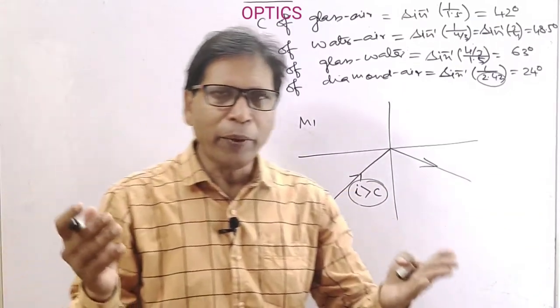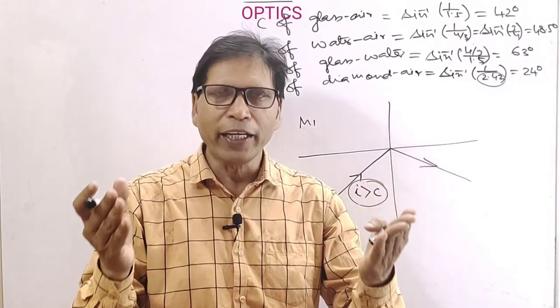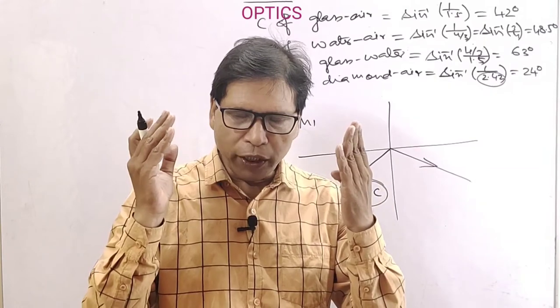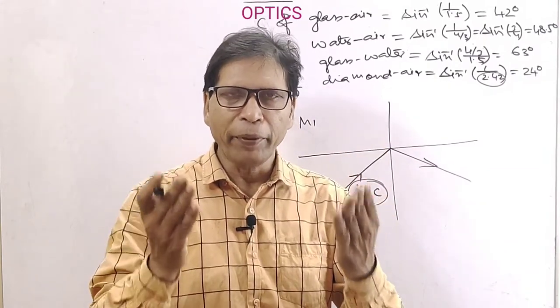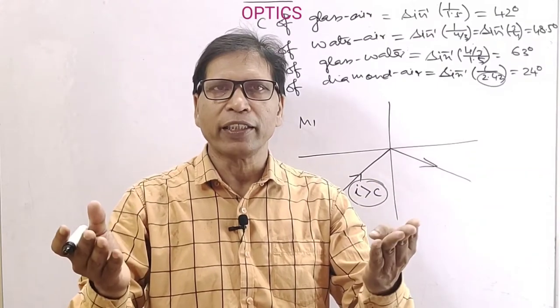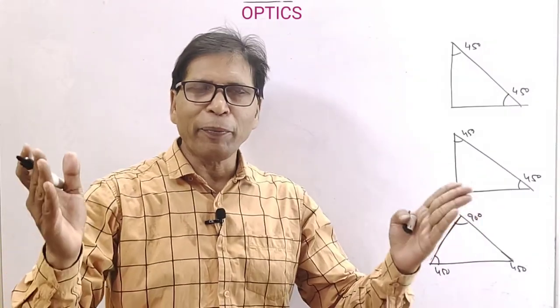The next phenomenon due to total internal reflection is mirage. There are two types of mirage. One happens in desert and the other happens in cold countries. Now, total reflecting prism.